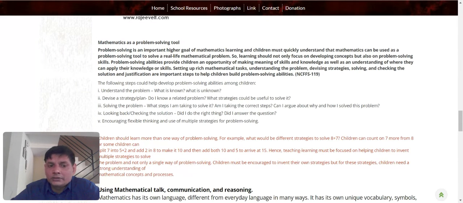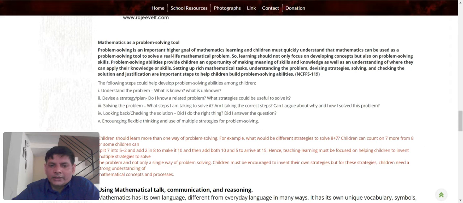teachers need to help children understand the problem. What is known, what is unknown. Devise a strategy, a plan. Do I know a related problem? What strategies could be useful to solve it? Solving the problem. What steps am I taking to solve it? Am I taking the correct steps? Can I argue about why and how I solved this problem?